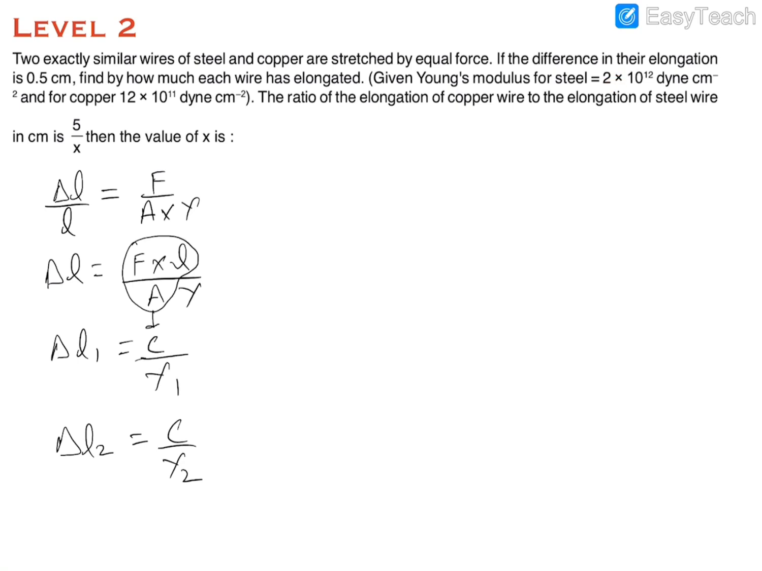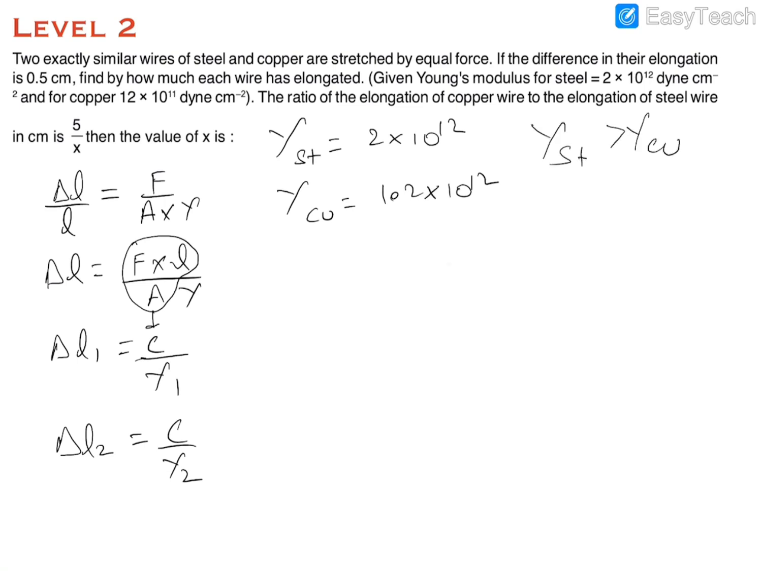I am writing it down: gamma of steel is equal to 2 into 10 raised to power 12, and gamma for copper is 1.2 into 10 raised to power 12. So we can see that gamma of steel is greater than gamma of copper. So we can say that delta L of steel will be less than delta L of copper, because delta L is in inverse relationship with gamma.